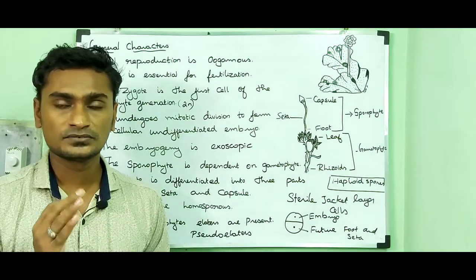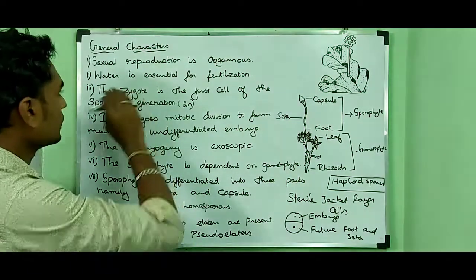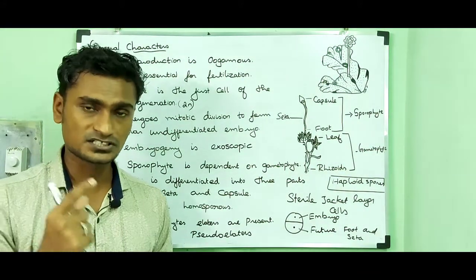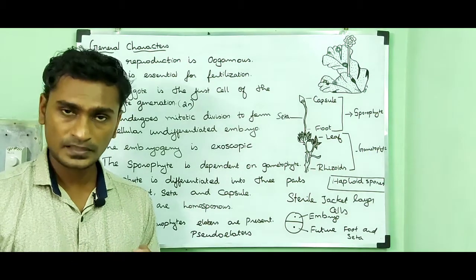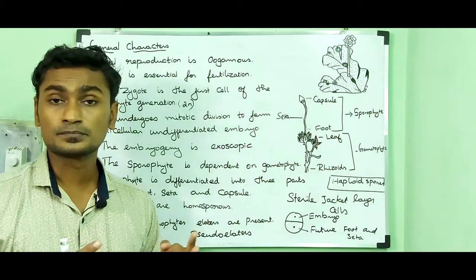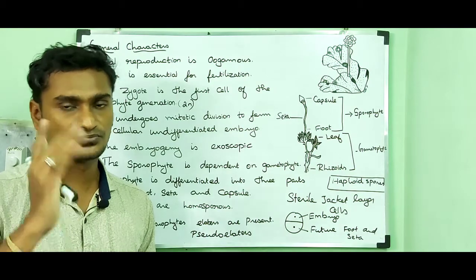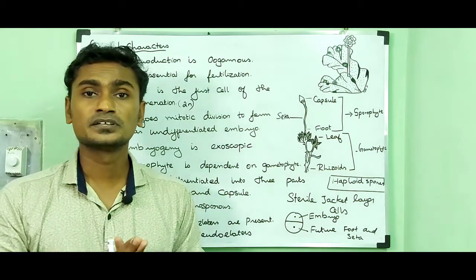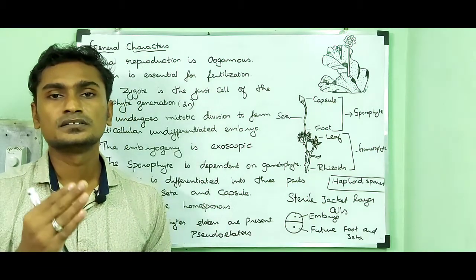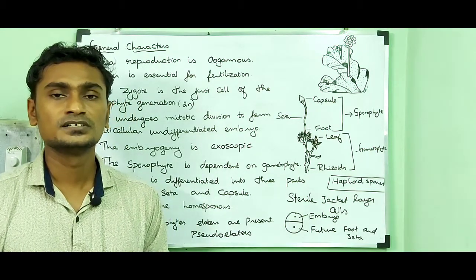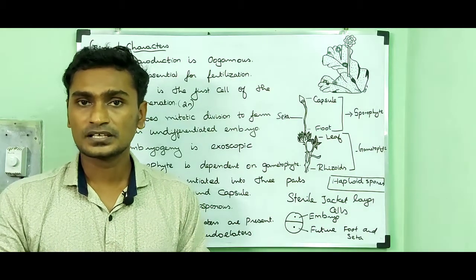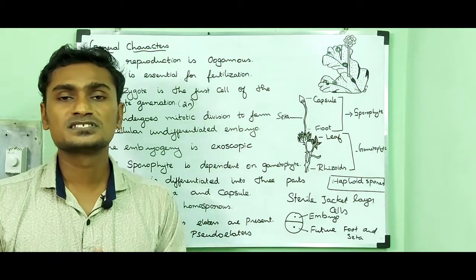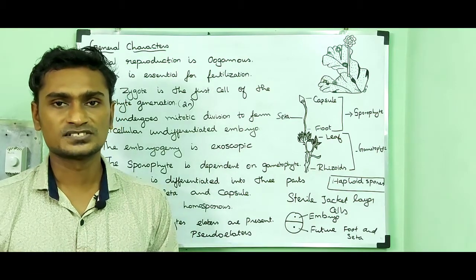Then the zygote, embryo, that sporophyte represents the diploid phase. The zygote, embryo, then sporogonium. Sporogonium is nothing but a sporophyte. So zygote, embryo, the sporophyte represents the diploid phase. They are a short living phase. So in bryophytes, the dominant phase is the gametophytic phase. Okay? So in bryophytes the gametophytic phase is the dominant phase, the sporophytic phase is the reduced phase.